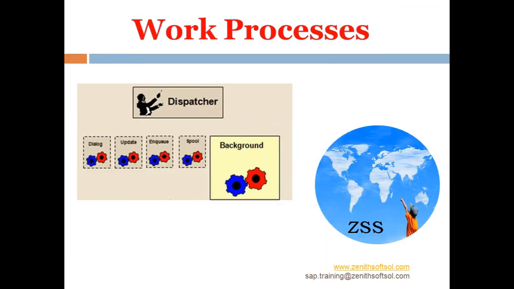Hello everybody. So today we are going to learn about ABAP work processes. How many work processes are there? What are the services? As you see in this slide, the ABAP work processes are dialog, update, enqueue, spool and background, and the two other processes which run behind these five work processes are the dispatcher and message server. We will discuss each of them.